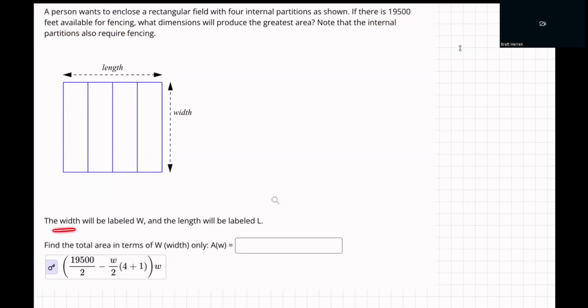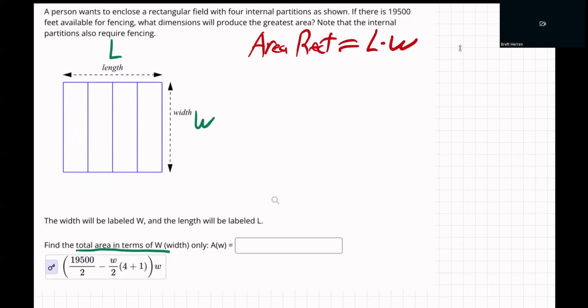So first thing is the width, we're going to label W, the length L. So this is going to be L and W. And then it says find the total area in terms of W. So total area. So the area of this rectangle, what's the area of a rectangle? What's length times width, right? You know that one side times the other. It's the area of a rectangle.